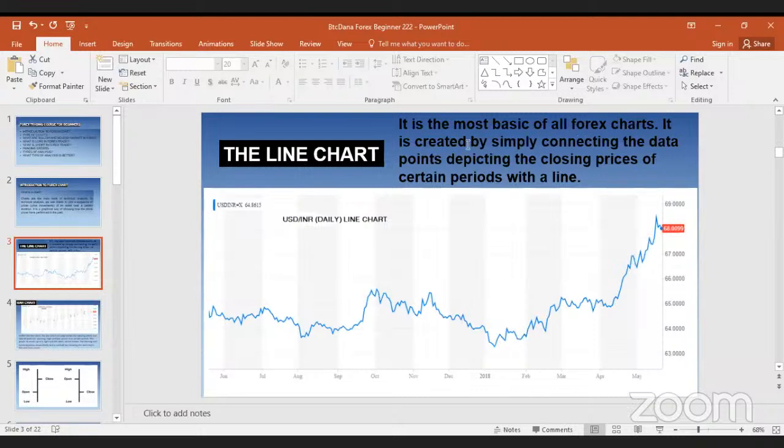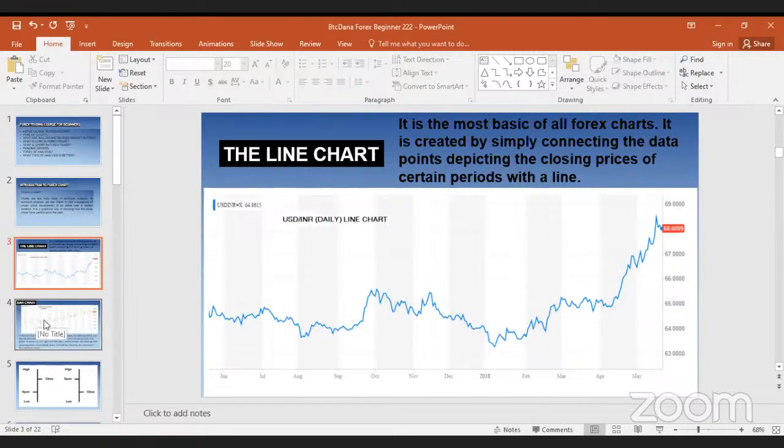It is created by simply connecting the data points depicting the closing price of a certain period with a line. As you can see, they are all connected with a line, with a sharp edge of connection around them. They are visually connected by a line. This is what a line chart looks like in the forex market.